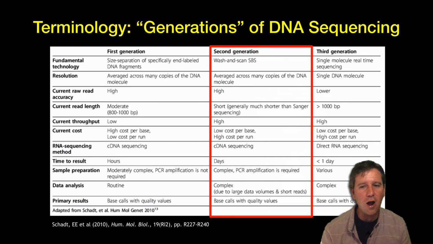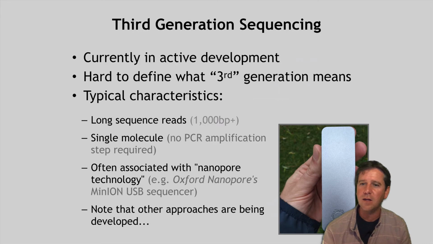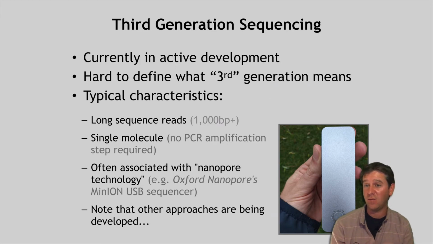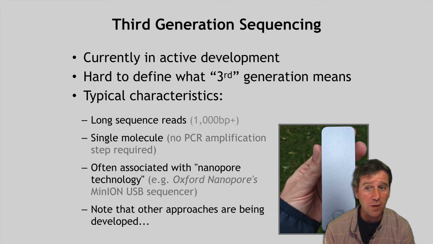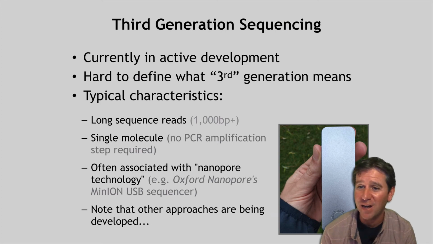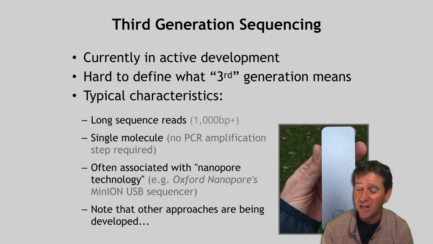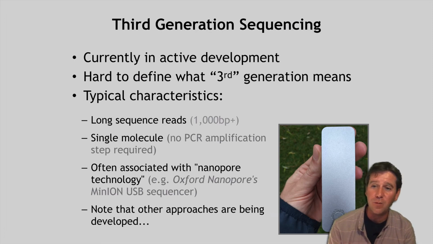Now, it's hard really to come up with a consensus about what these third generation approaches are, because they're still really in active development. Typical characteristics of those that are available are long reads, typically in the order of 1,000 base pairs or more. That's great, right? That's going to make the bioinformatics much easier than these smaller fragments when you go to put your jigsaw back together. Single molecule, this is also great because we don't need PCR amplification steps anymore.